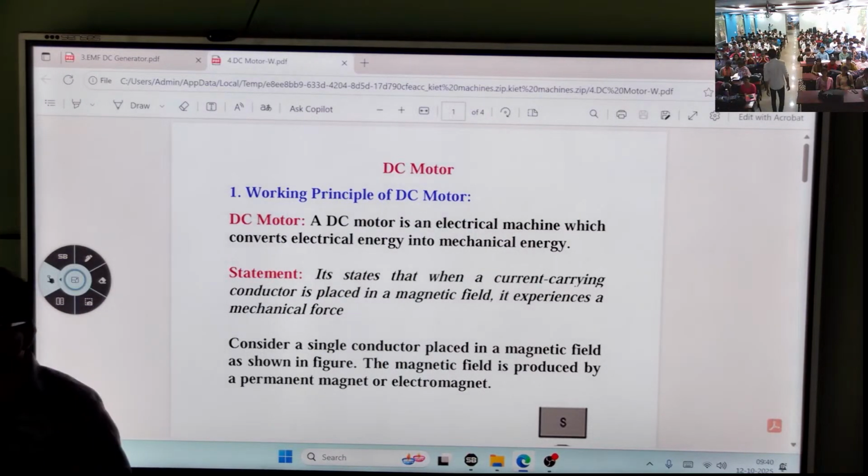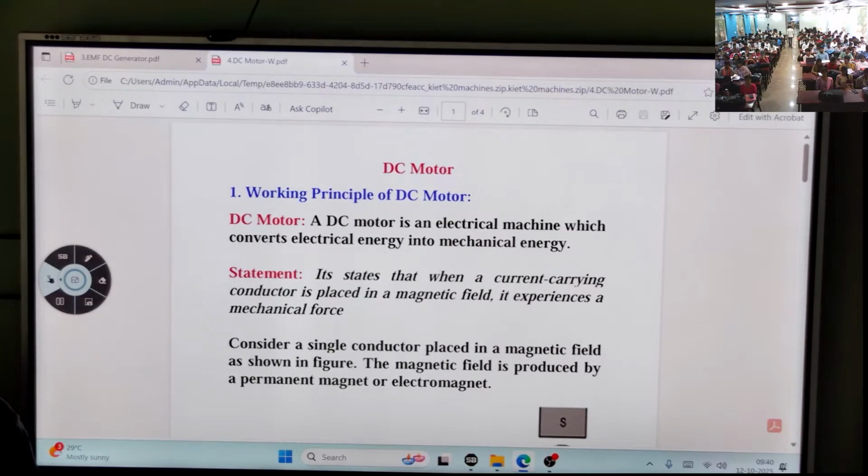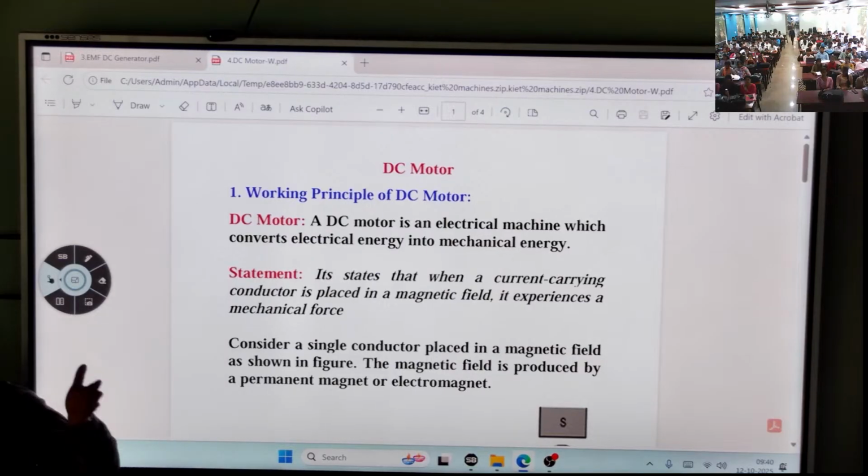Yes. So we will move to the next topic, that is DC motor. What is meant by DC motor, or what is the definition of DC motor? Motor is nothing but a device or a machine which will convert electrical energy into mechanical energy. That is the definition of motor. So we are using DC supply, that's why we can call it a DC motor.